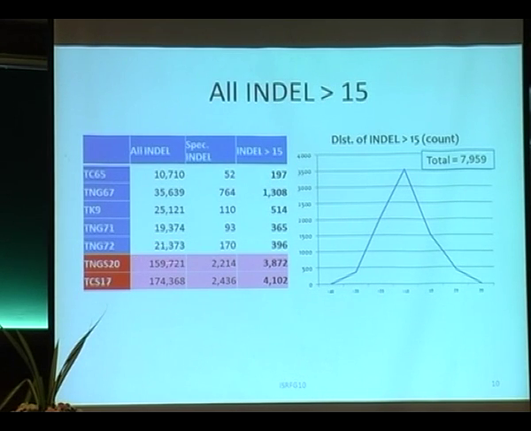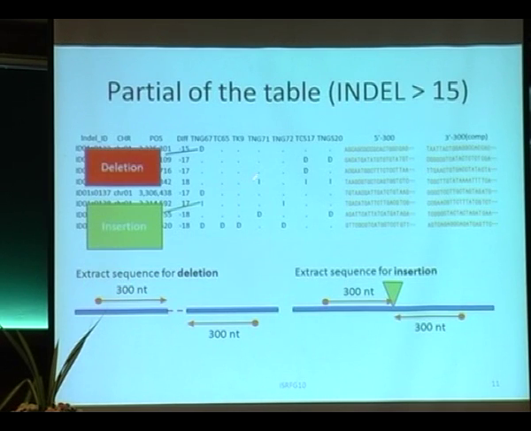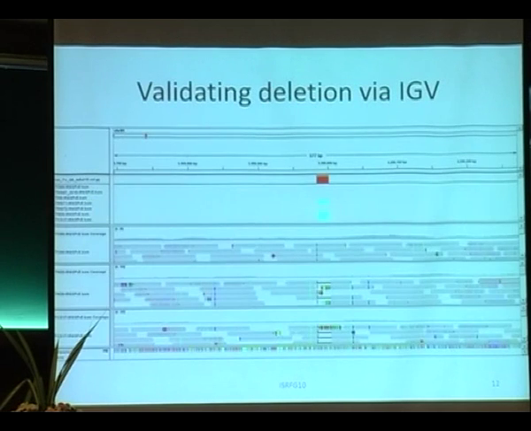The numbers we show here have a distribution like this. And later I will provide this table to our researchers like this, and we also provide the sequence on the right and left side of the indel site for 300 base pairs.